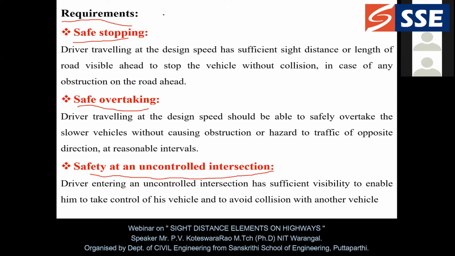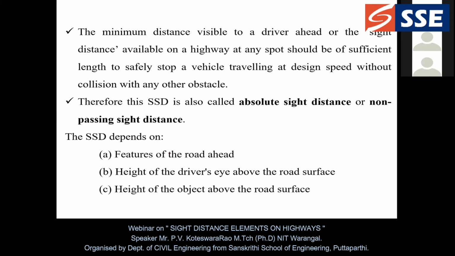we have the stopping sight distance and the overtaking sight distance. Already we have seen what the stopping sight distance is. It is the minimum distance required or visible to apply the brakes and stop the vehicle without any collision with the obstacle. So on what factors does this SSD depend? One is the features of the road ahead, the height of the driver's eye above the road surface, and the height of the object above the road surface.